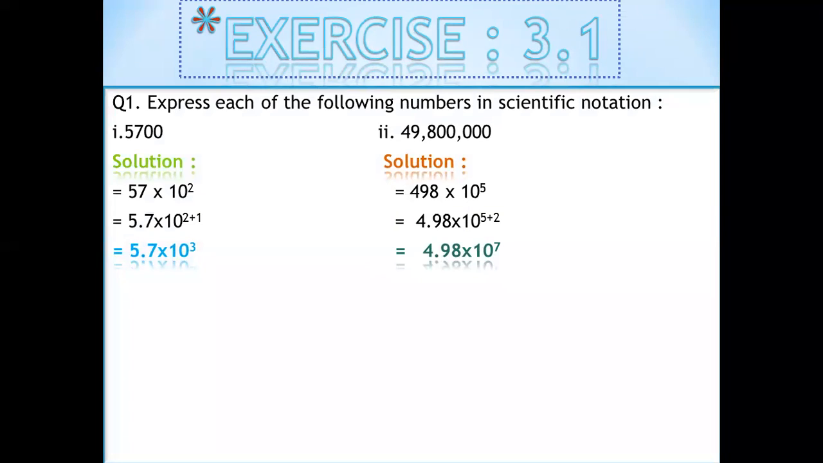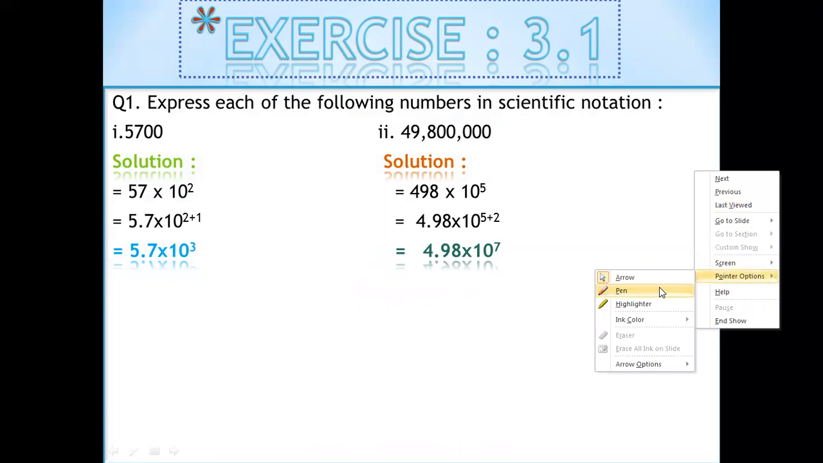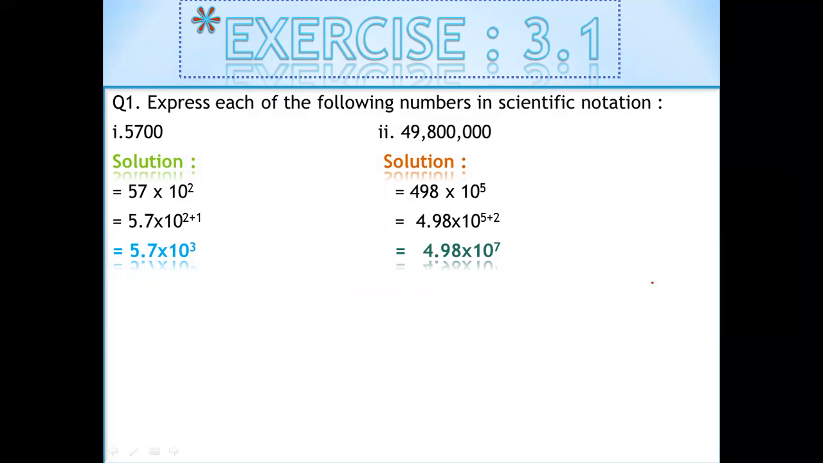Exercise 3.1. Question number 1: express each of the following numbers in scientific notation. Part 1, 5700, two zeros are there. So first we write 10 raised to the power 2 because two zeros are there. The next step, I told you that a will always be less than 10. It means that it will be a single digit. So we put the decimal after the non-zero number which is 5.